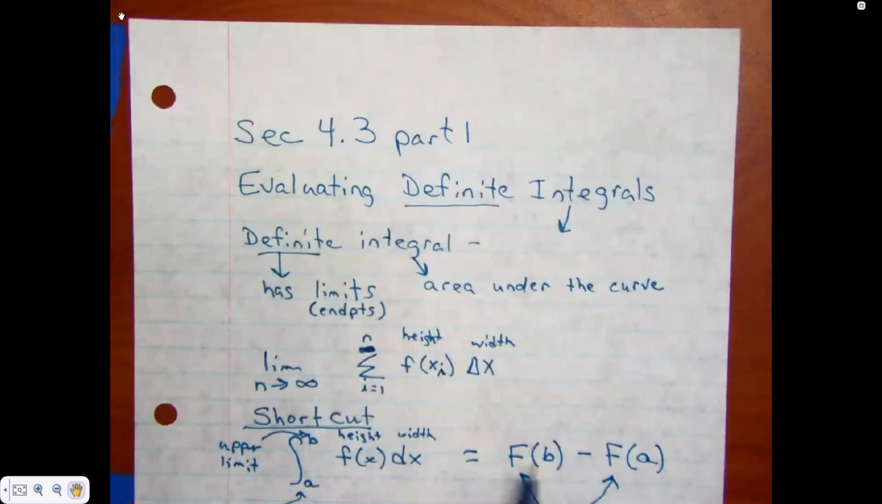Okay, so the shortcut is we plug in B, we plug in A, and then we subtract. So if, let's say, my answer is 5 minus 2, I get 3, right? What would happen though if for some reason I did 2 minus 5? I'm pretty close, right? Because instead of 3, I get negative 3. All right, so let's take a look at this last one.